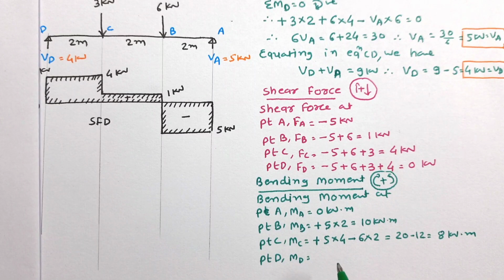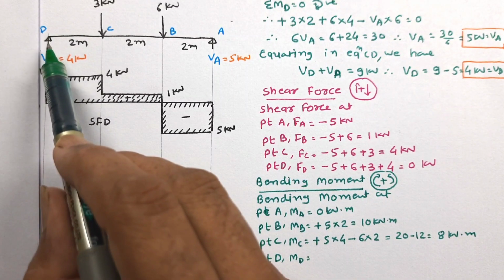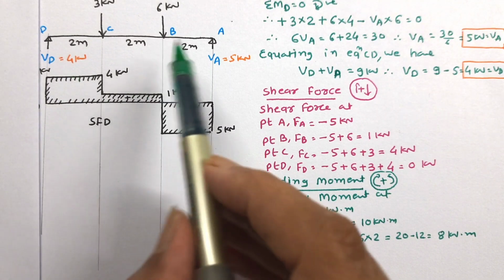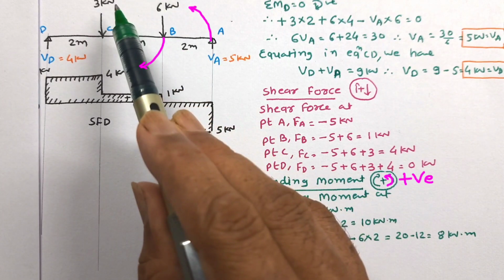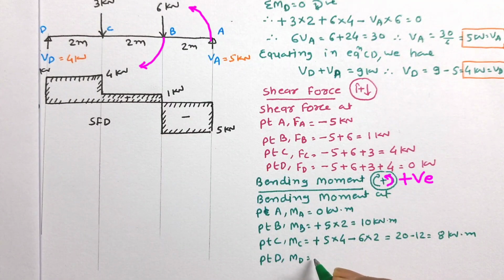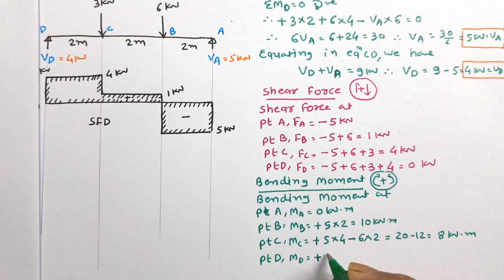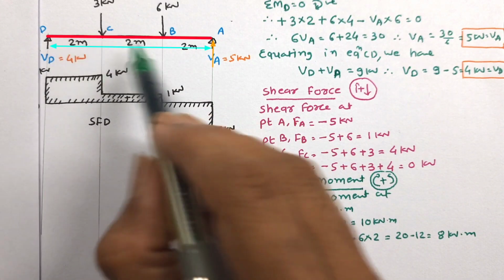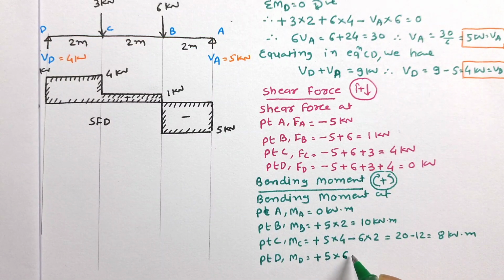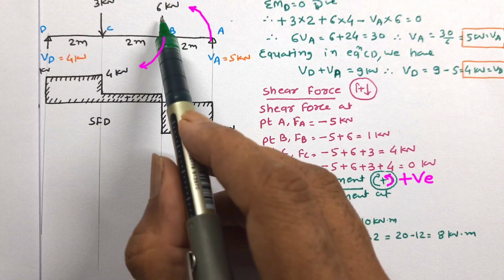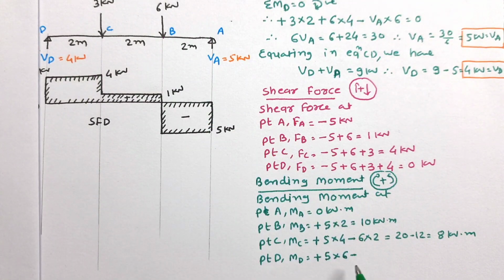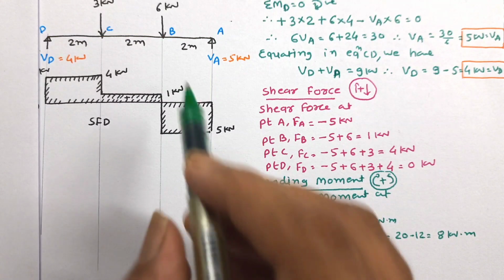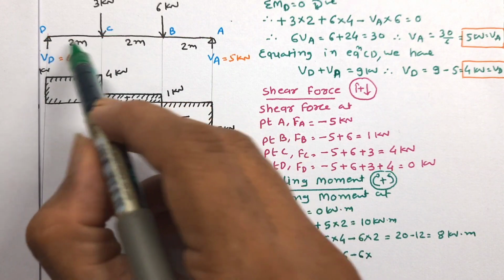Now at point D, we know that it is a simple support of a simply supported beam, moment should be 0. Let us check it. So due to VA, moment is in anti-clockwise direction, so it is going to be plus. Force is 5 and distance of A point to D, that is span of beam, 6. Moment due to 6 kilonewton is in clockwise direction, so it is negative. Force is 6 and distance of 6 to this, that is 4 meter.